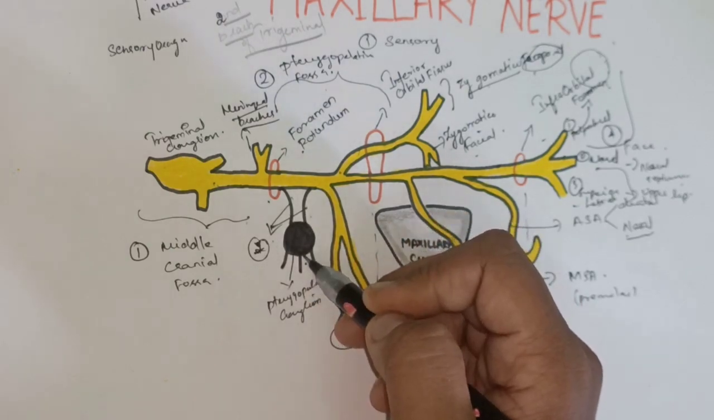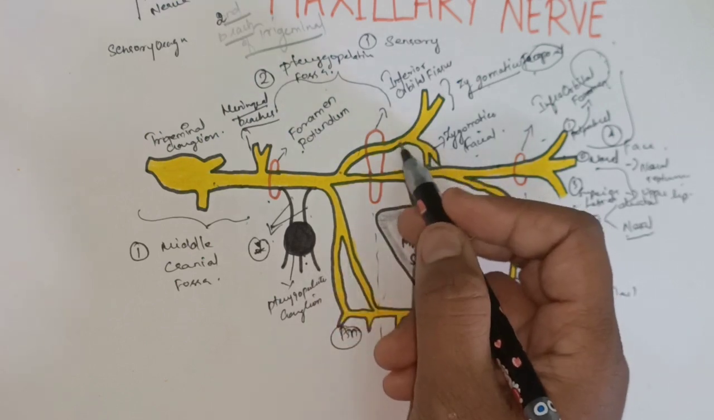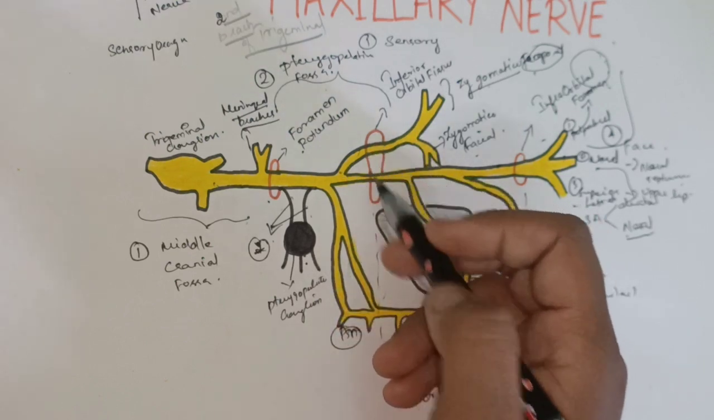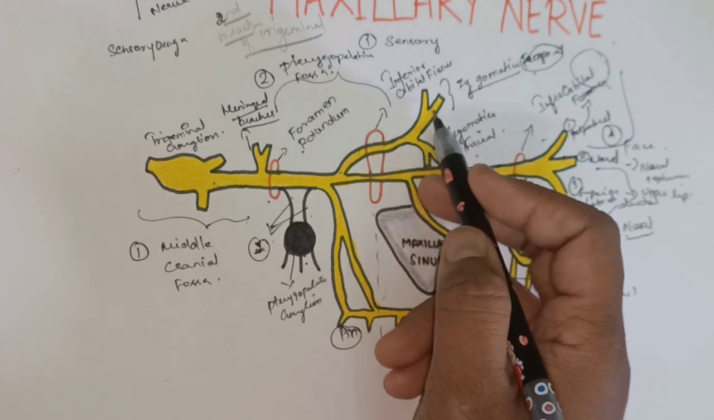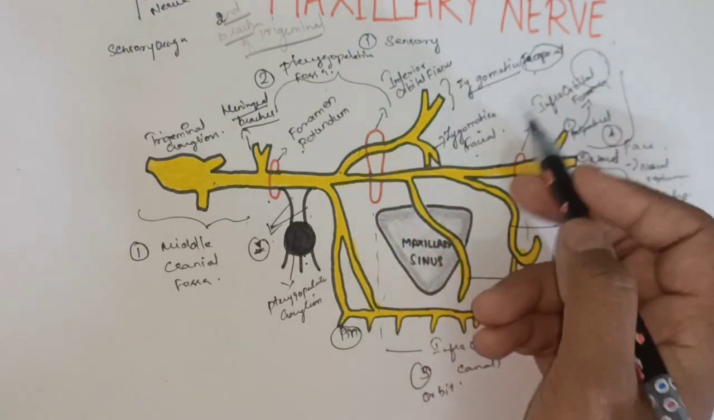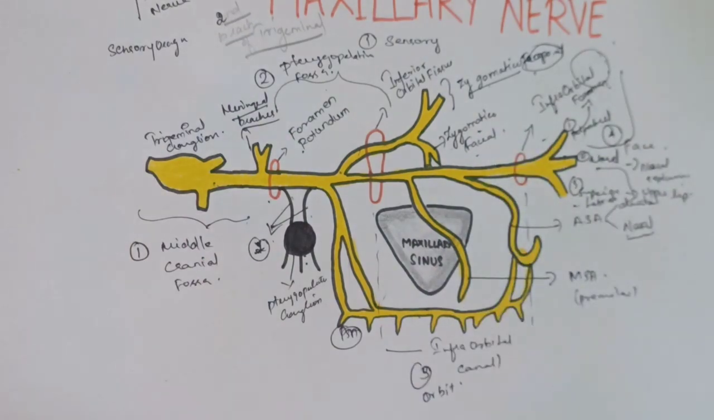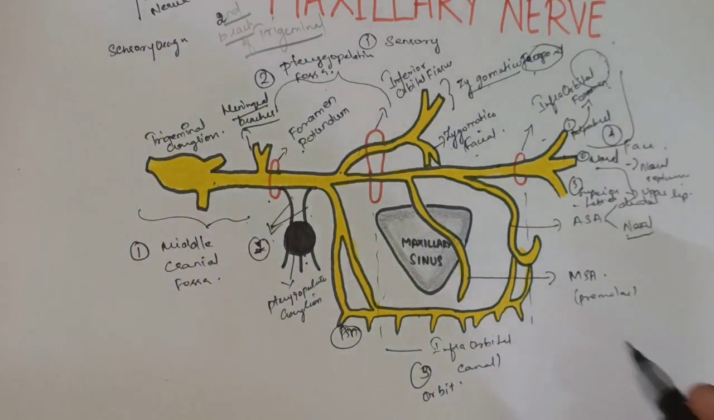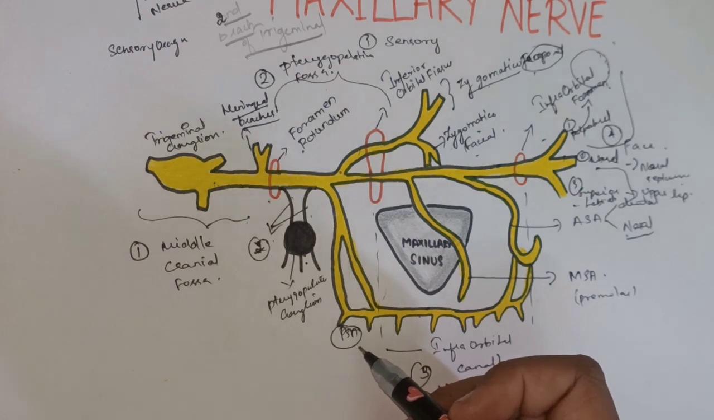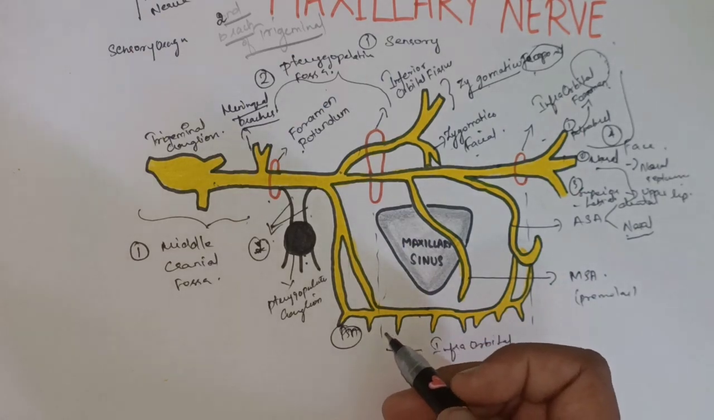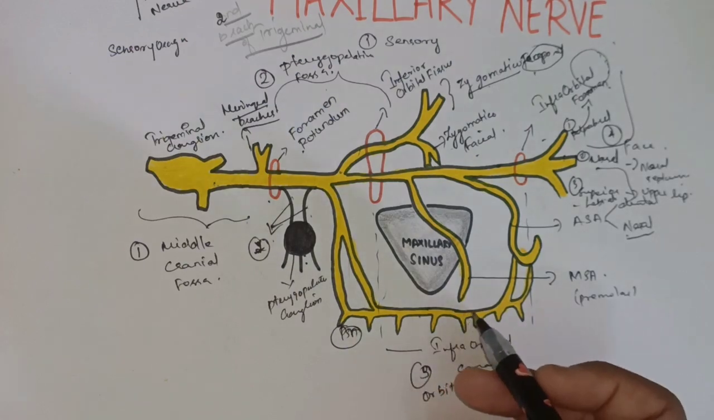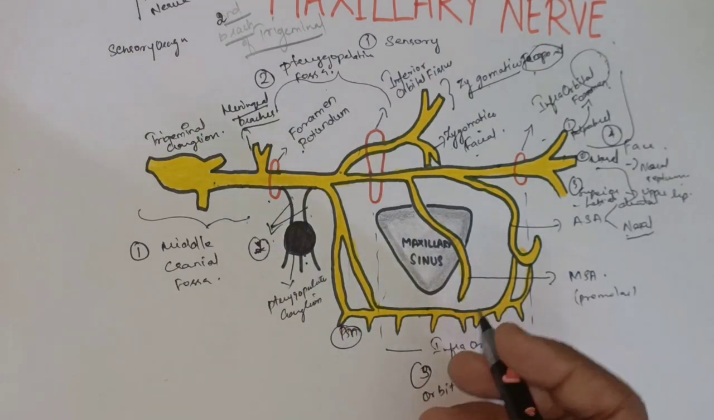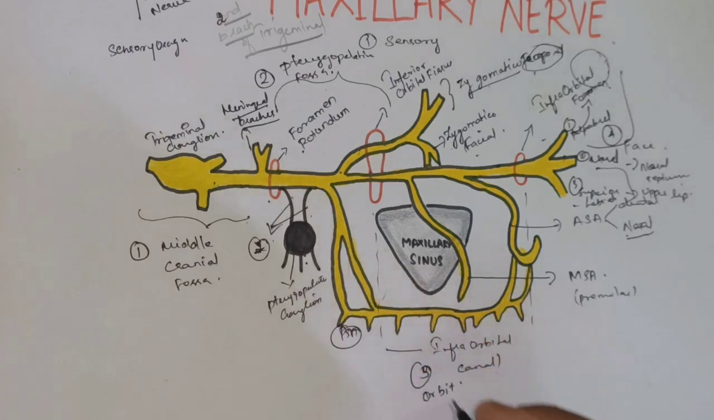The second branch is your zygomatic branch, which runs upwards and enters the orbit through the inferior orbital fissure and gives two branches, that is zygomatico-temporal and zygomatico-facial. Zygomatico-temporal supplies the zygomatic and temporal regions, and the zygomatico-facial nerve supplies the zygomatic and facial regions. The third one is your posterior superior alveolar nerve. It reaches the face through one or two foramina in the posterior aspect of the maxilla, and it supplies the mucosa of the maxillary sinuses and the maxillary molar teeth.